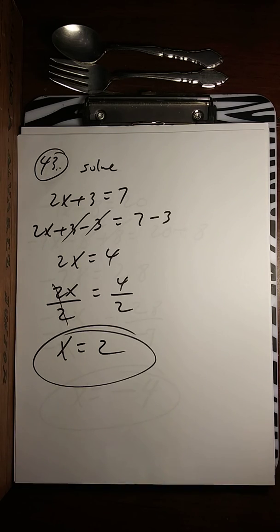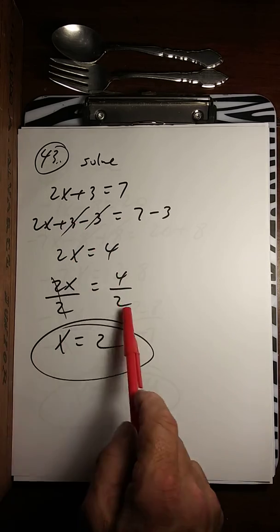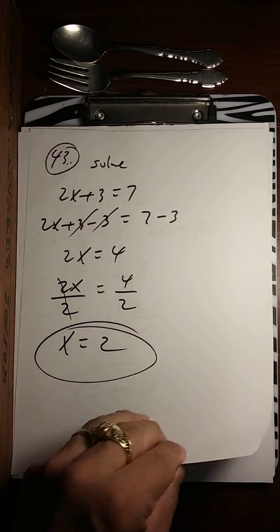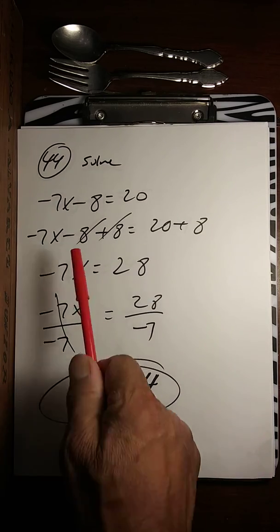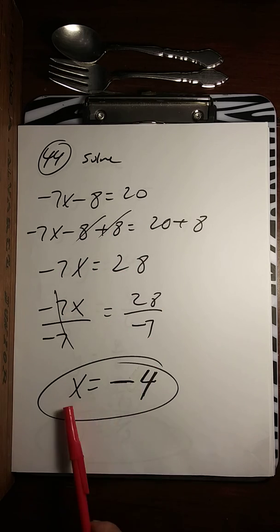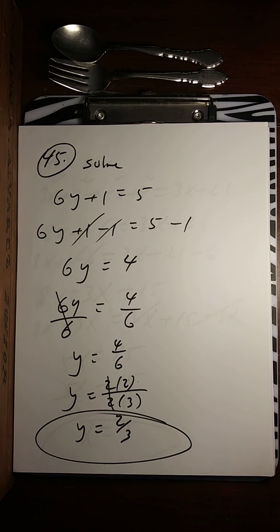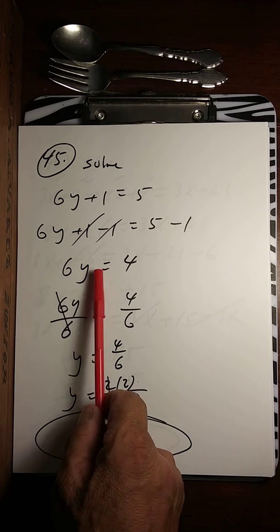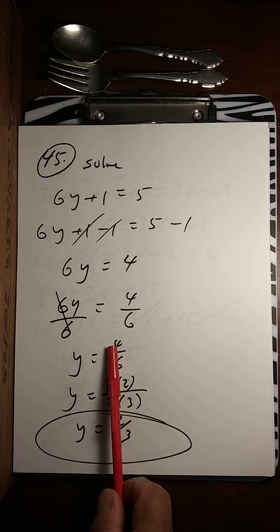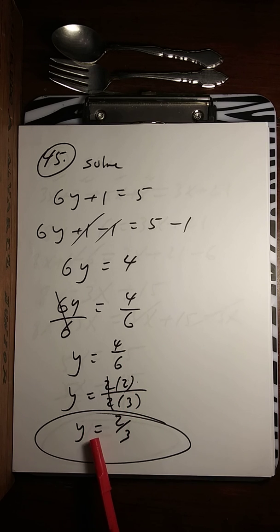Solve this. Well, to both sides, we're going to have to subtract 3 first. So minus 3, these are gone. 2x is 4, divided by 2, divided by 2, so x must be 2. And this one, add 8, so negative 7x equals 28, divided by the 7, divided by the 7, so x equals what? Negative 4. Solve this. Minus 1, 6y equals 4, divided by 6, divided by 6. Now this, we need to reduce it. 2 times 2 is 4, 2 times 3 is 6, cancel the 2, so we have y equals 2/3.